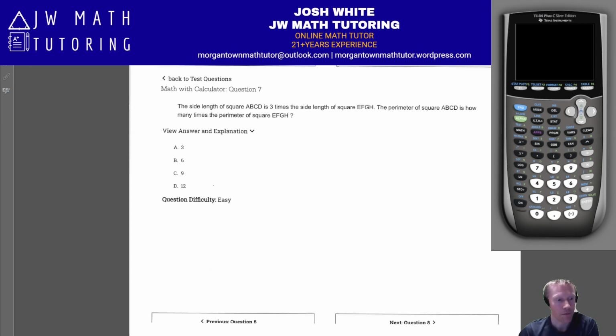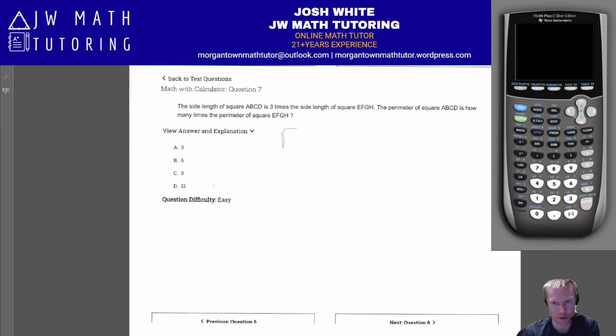All right, now moving on to question number 7. So here you have a geometry related question. We have a square. Actually, technically we have two squares. We know that the side length of the first square is 3 times the side length of the second one, and it wants to know the perimeter is how many times the perimeter.